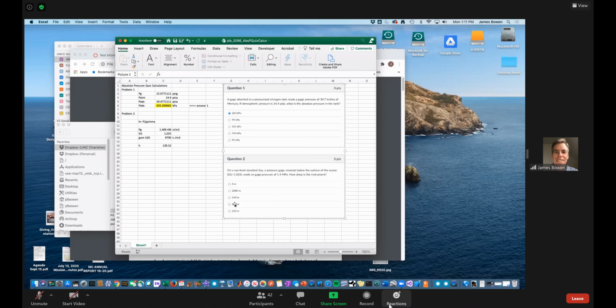I think the people that I saw that were getting 129 were subtracting atmospheric pressure from this given pressure, and that gives you 129 instead of 140 meters when you do that.